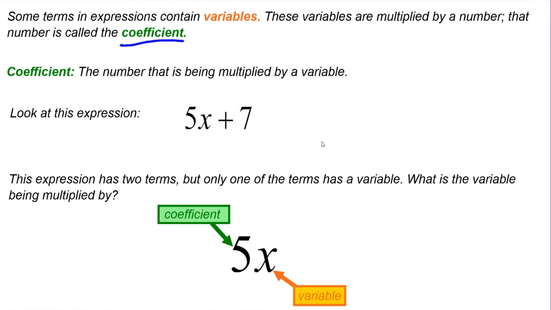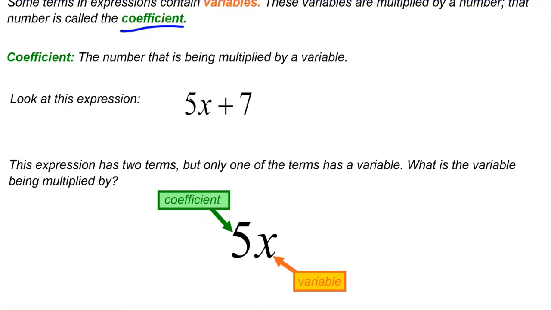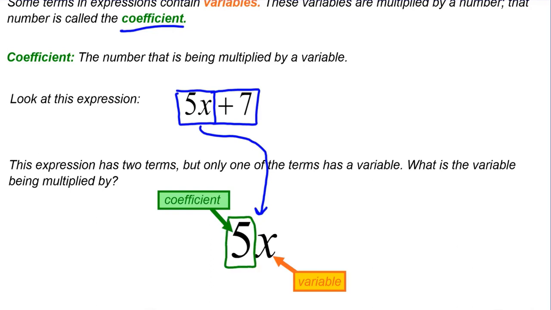Let's look at this expression here, 5x plus 7. This expression has two terms, 5x and 7, and only one of the terms contains a variable. Only terms that contain variables have coefficients. So I'm going to look at that one in a little more detail. What is the variable being multiplied? x is being multiplied by 5. So 5 is the coefficient. We say 5 is the coefficient in that term and x is the variable. So 5 is the coefficient.